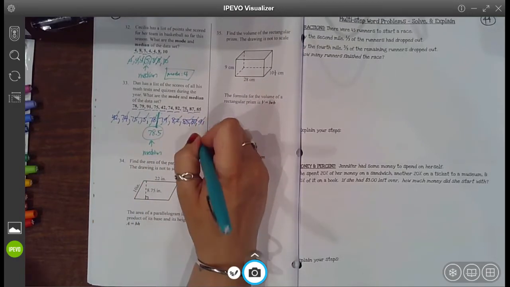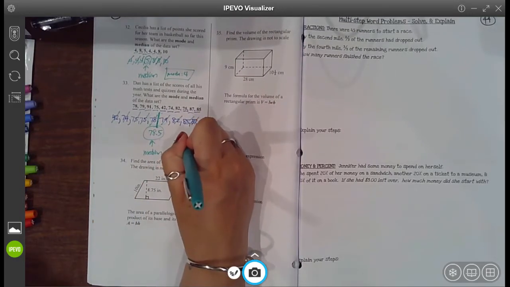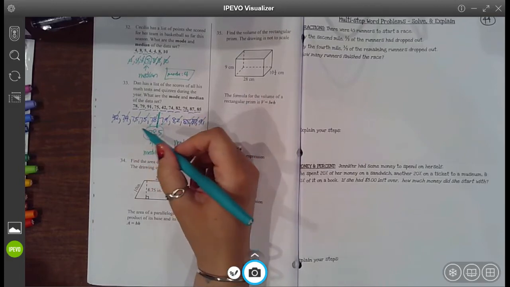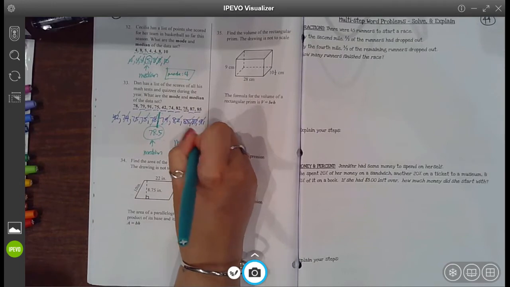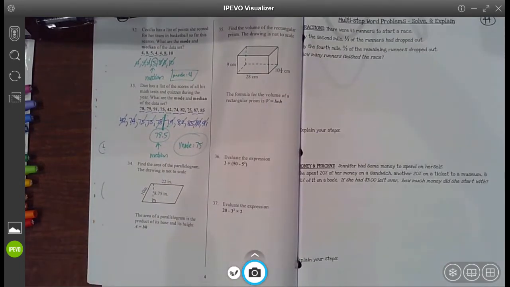Okay, what's your mode? Well, your mode is the one that happened most often. This is the only one that happened more than once, so 75 would be your mode.